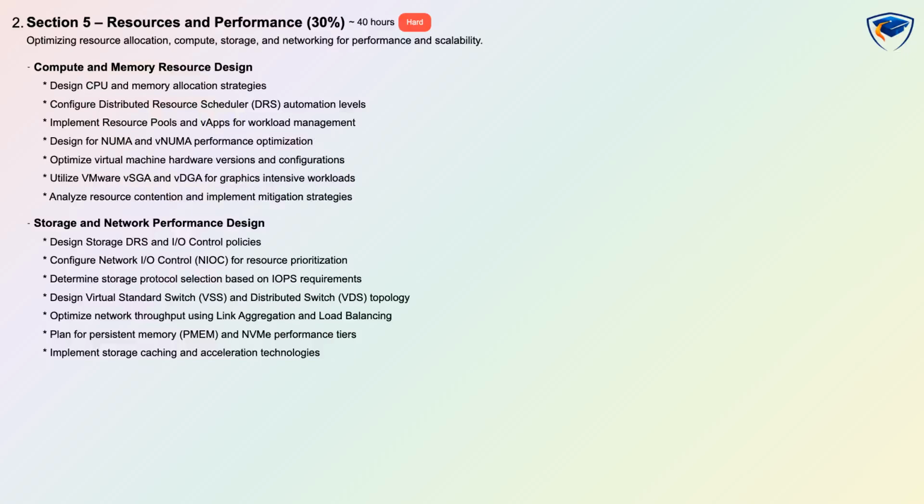and mitigating resource contention. In storage and network performance design you will plan storage DRS and I/O control policies, apply network I/O control for prioritization, choose storage protocols for IOPS requirements, design VSS and VDS topologies, optimize throughput with link aggregation and load balancing, and plan for PMEM, NVMe tiers and caching acceleration.